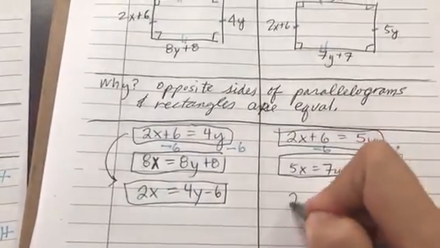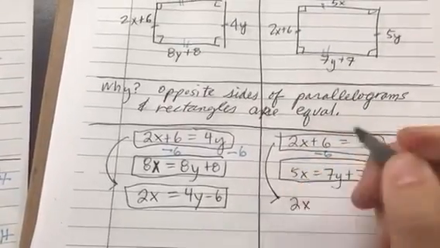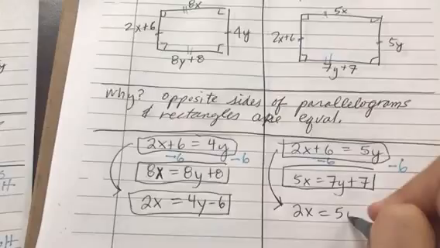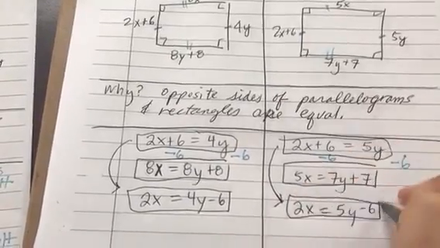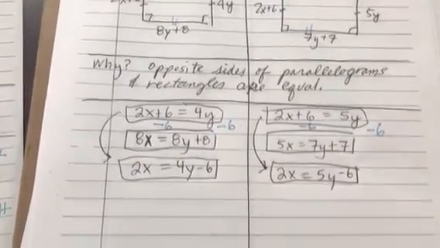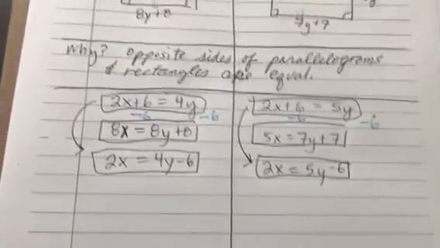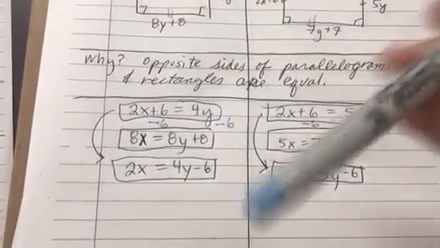Can do the same thing on this side. We have 2x and then 5y minus 6. So now here we go. We definitely have them lined up and it's ready for cancellation. So when I look at this here, I'm not exactly sure. I have to come up with a plan.